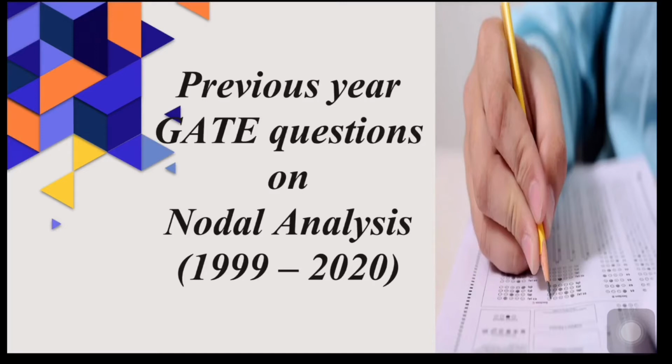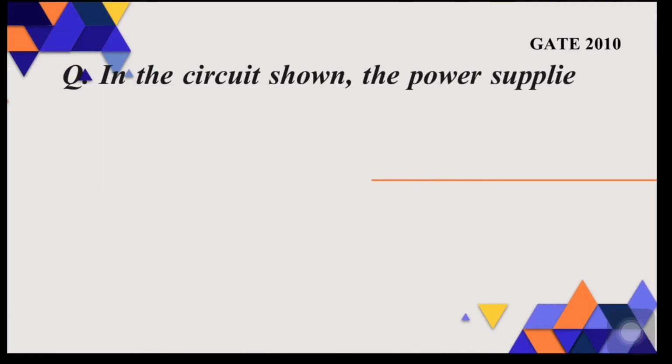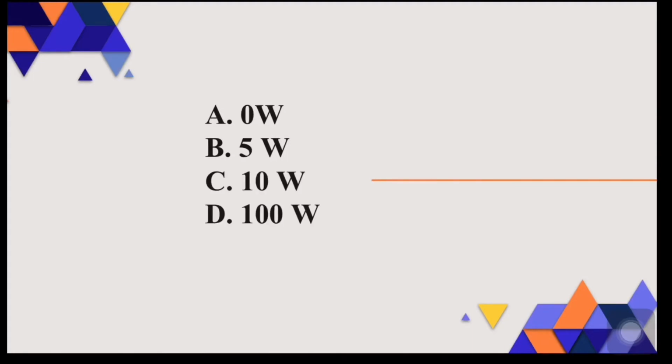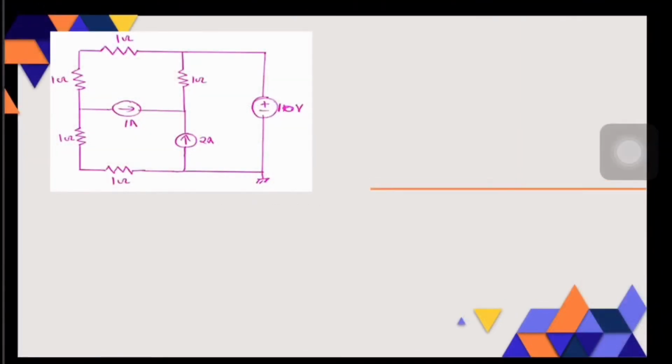Let us start this session with a question from GATE 2010. In the circuit shown, the power supplied by the voltage source is dash. This is the network. Four options are given. Option A 0 volt, option B 5 volts, option C 10 volts and option D 100 volts. Let us first analyze the network.